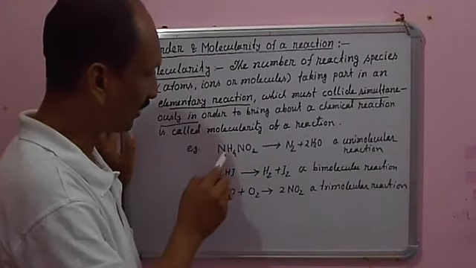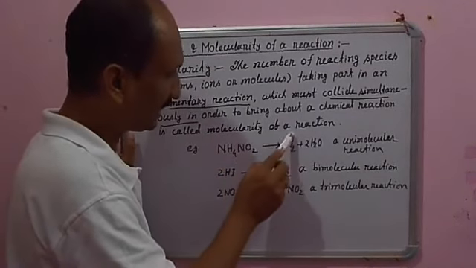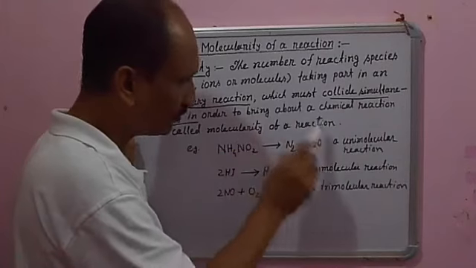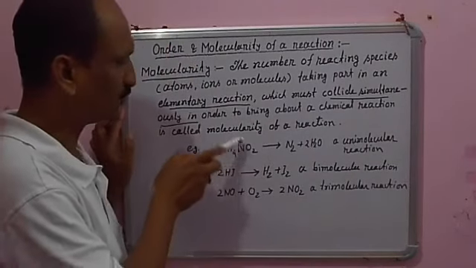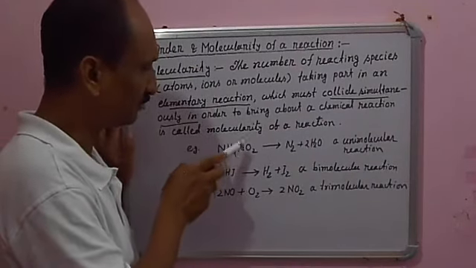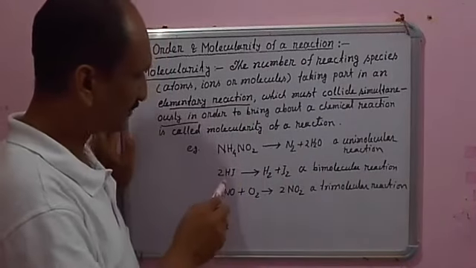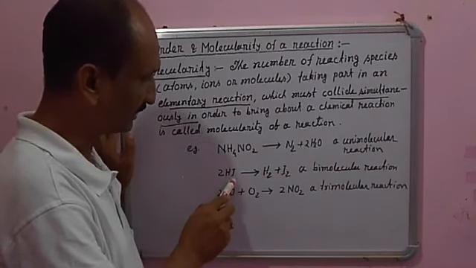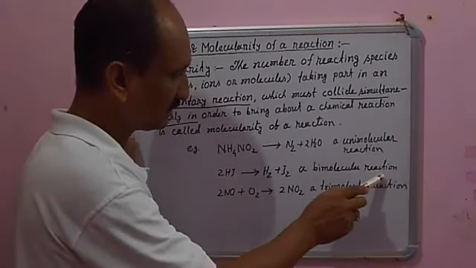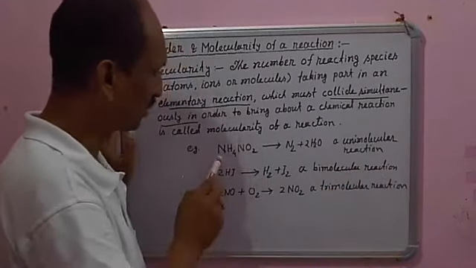The decomposition of ammonium nitrate to give the nitrogen and water is an unimolecular reaction. That means only one reacting molecule is involved in collision to give the product. Similarly, decomposition of hydrogen iodide is a bimolecular reaction. That means two molecules are involved in collision to give the products. So similarly, oxidation of nitric oxide to give the nitrogen dioxide is a trimolecular reaction.